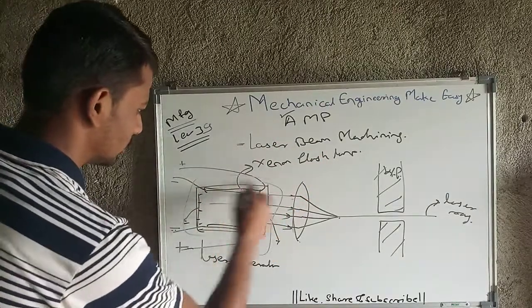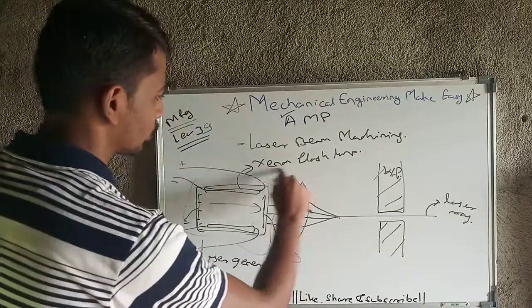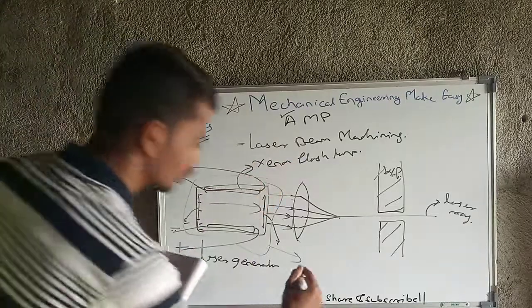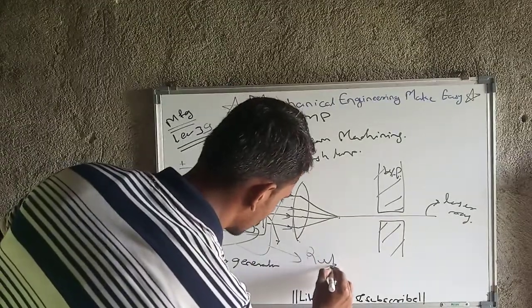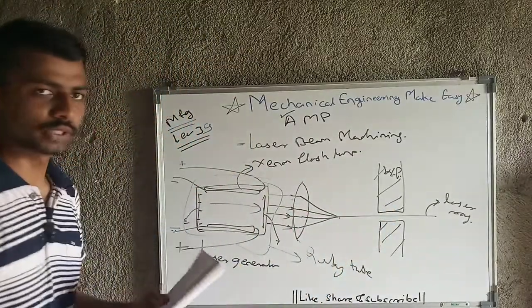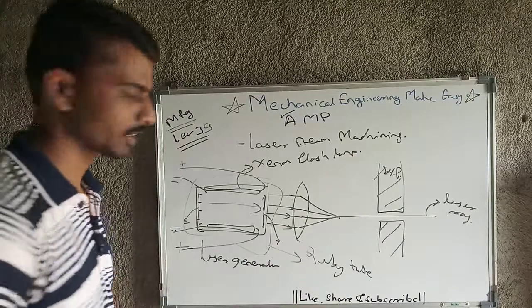Firstly, this is nothing but laser generator, and here as we are going to use xenon flash lamp etc., these are specific I have shown you. So this is ruby laser, ruby tube, and with the help of this ruby laser is going to generate. This is specific laser generator, ruby tube laser generator.